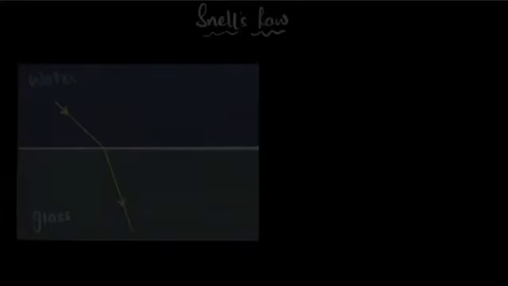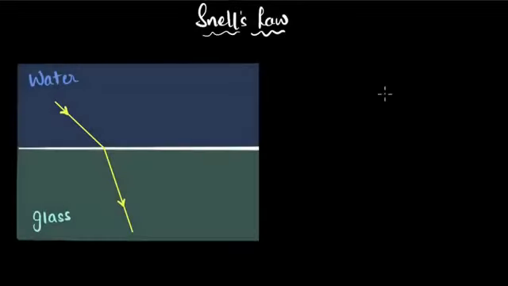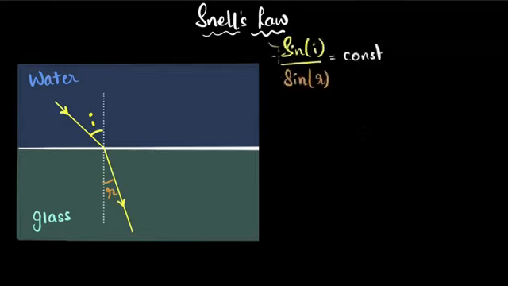Let's summarize the ideas of refraction, Snell's law, and refractive index. When light goes from one medium to another, like say from water to glass, it bends, and this bending follows a rule. For that rule, we drop a normal, and if we define this angle as the angle of incidence and this is the angle of refraction, then the rule of refraction, which is called Snell's law, is the sine of the angle of incidence by sine of the angle of refraction is a constant.